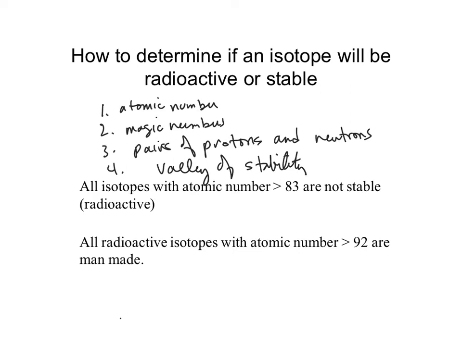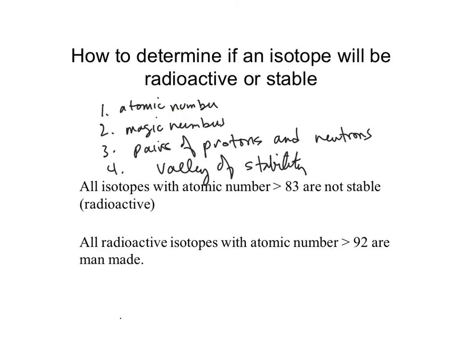So we have to consider all 4 of those, and some of them will get a little bit higher priority in our determination, but in general you really have to look at everything, and if you do that, most of the time it becomes clear whether something's radioactive or not.